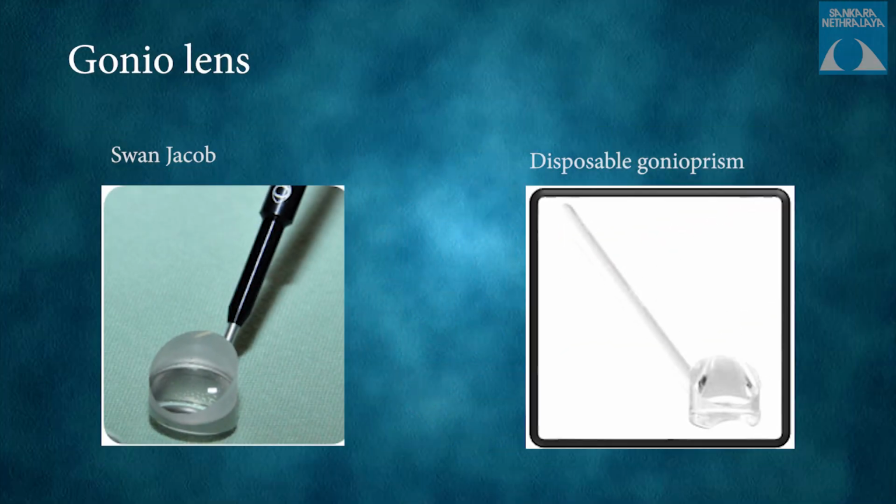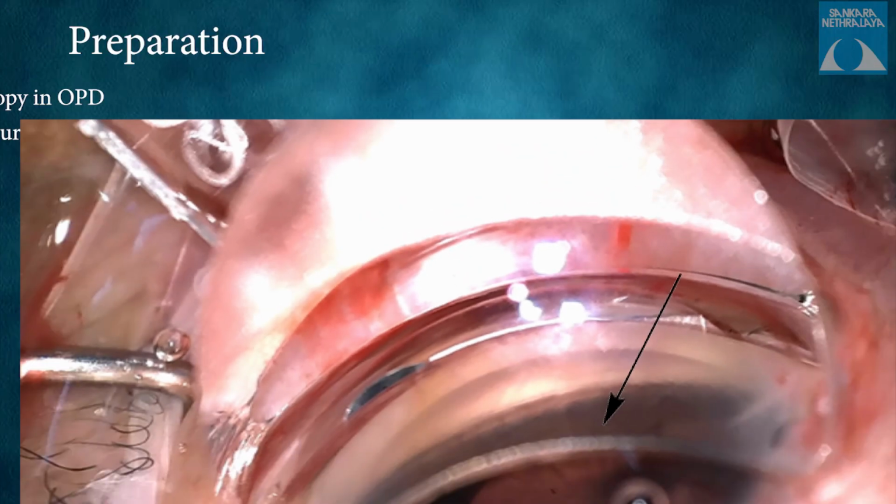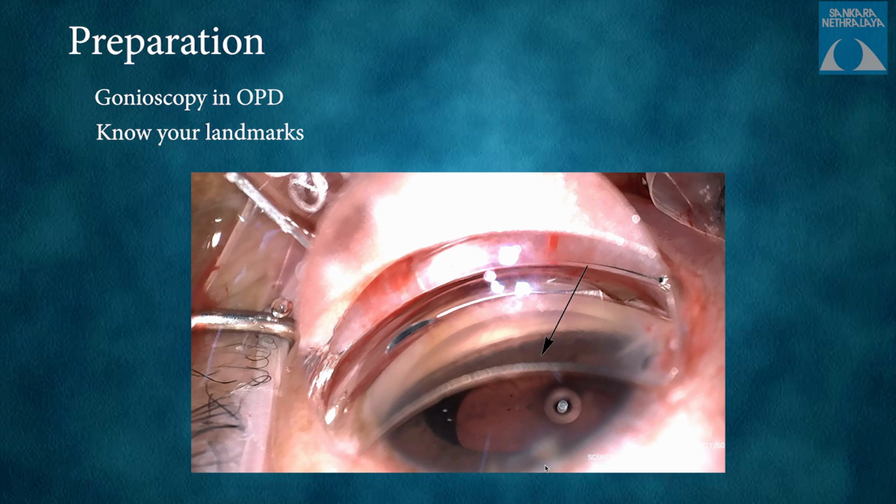Gonio lenses used for MIGS are prototypes of the Swan-Jacob lens. Being well versed with gonioscopy in OPD and knowing the anatomy of the angle is a must before starting to practice any form of MIGS.